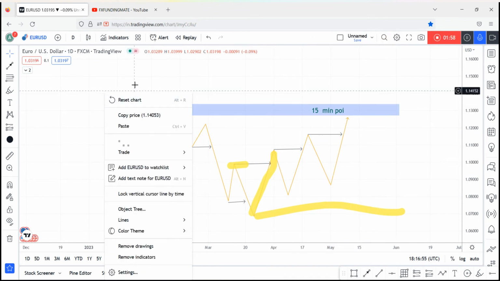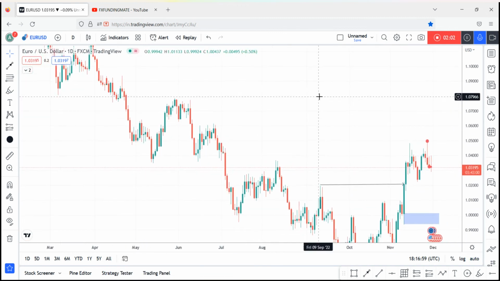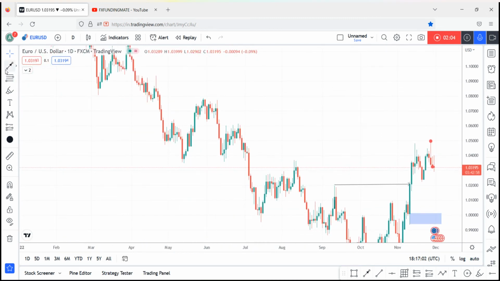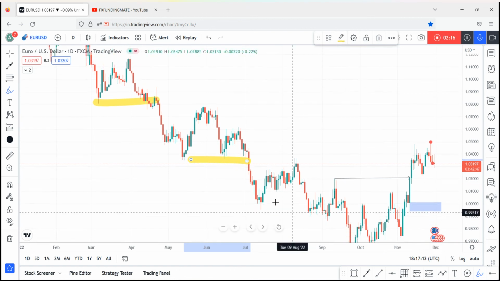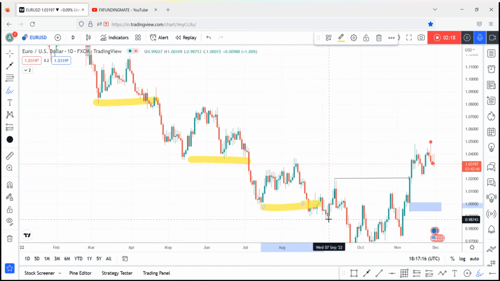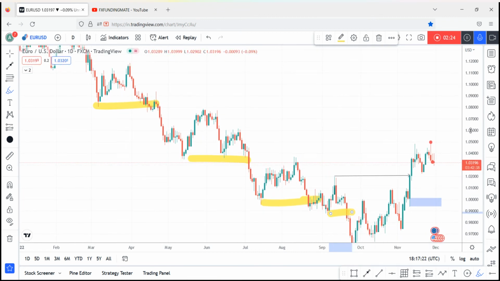So let's go to a live chart. I will explain how this works, right? From here price was making lower highs, lower lows and lower highs, right? This is a break of structure, this is a break of structure, this is a break of structure, this is a break of structure, and from here price made a change of character, right?